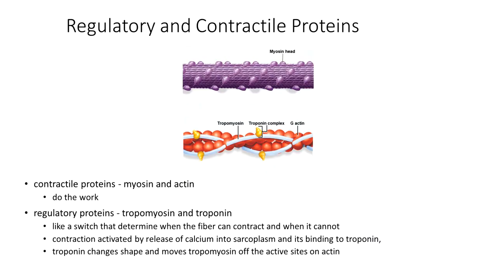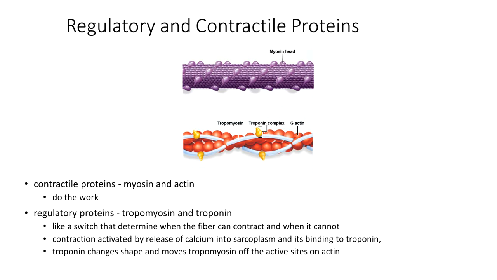You also have regulatory and contractile proteins. Your contractile proteins are your myosin and your actin, and they do the work. And then you have these regulators, which are the tropomyosin and the troponin, like a switch that determines when the fiber can contract and when it cannot.